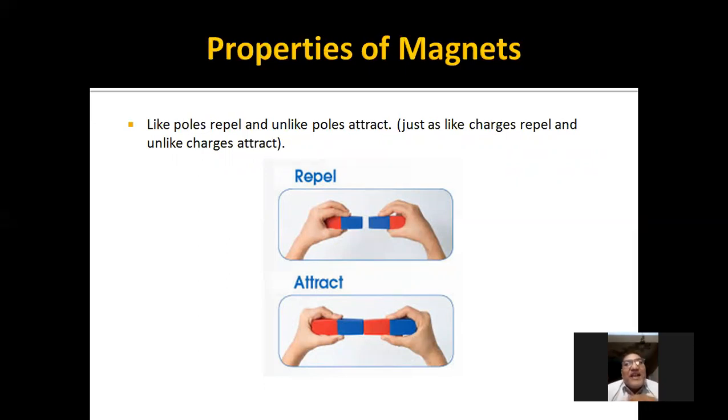For example, if you bring a south pole and a north pole facing each other, what will happen? They will attract each other. So like poles repel each other, and unlike poles, opposite poles, attract each other. So the north and north will repel, south and south will repel, north and south will attract. Okay?